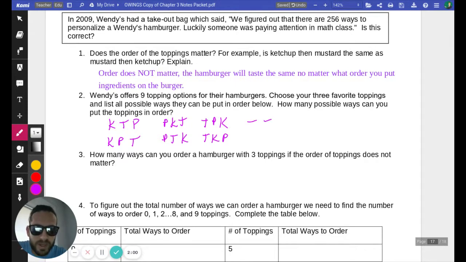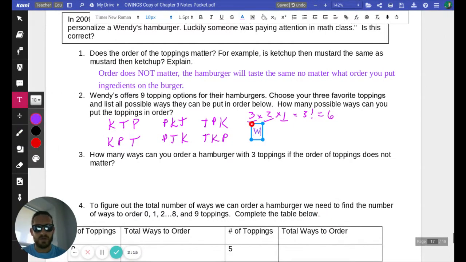If we had those 3 options and we put one of the 3 on, then one of the remaining 2, and then the final one, that would be 3 factorial. 3 times 2 times 1 gives us 6. So we can order 3 toppings 3 factorial ways.